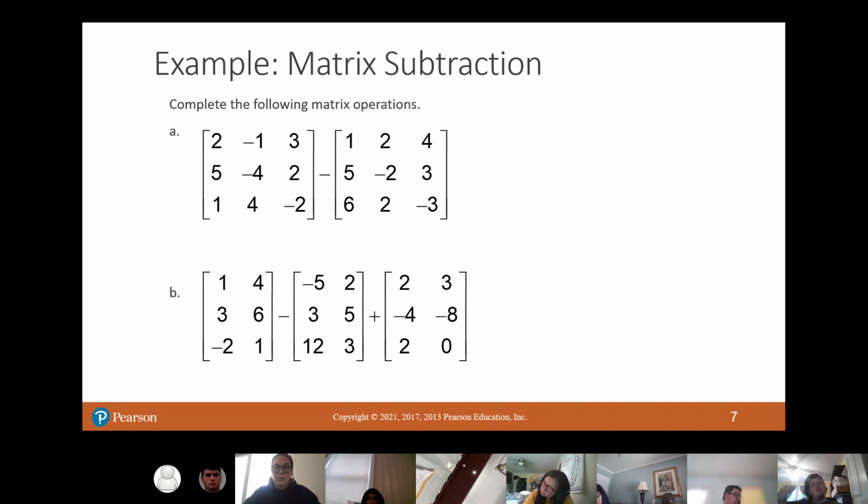And I'm only doing these for you so you can see how to add and subtract, just in case you ever see it on a standardized test. So 2, 5, 1, -1, -4, 4, 3, 2, -2, and 1, 5, 6, 2, -2, 2, 4, 3, -3.